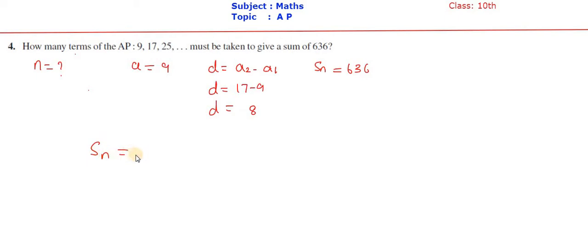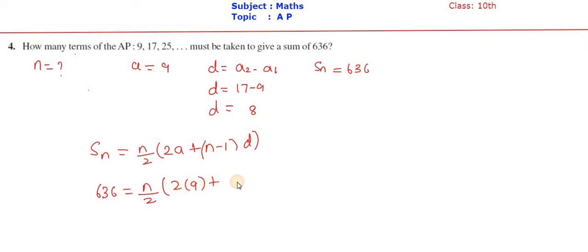We know that Sn is equal to n by 2 into 2a plus n minus 1 into d. Okay, so here Sn value we know, so just replace that Sn value, that is 636. 636 is equal to n divided by 2 into 2, a value is 9, plus n minus 1 into d, d value is 8.